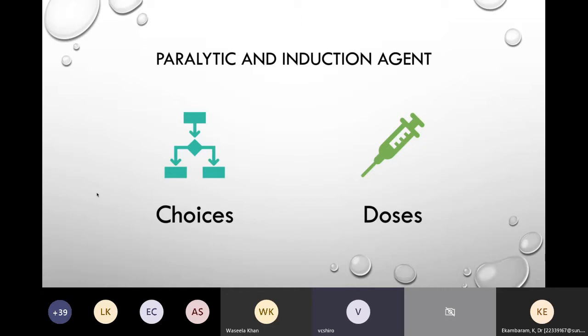So if we talk about induction agents, it doesn't matter which induction agent you choose. All of them at high enough doses have got the potential to drop the blood pressure. And this would be the case if the patient's been septic for some time. Even ketamine can do it if they've exhausted all their endogenous catecholamines.